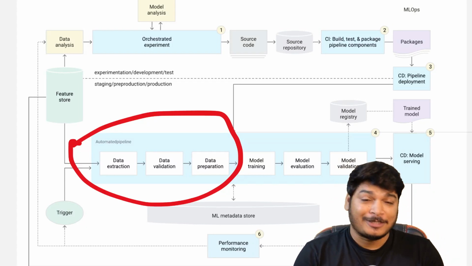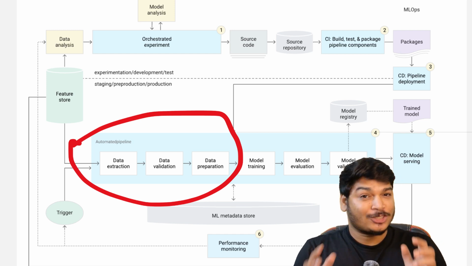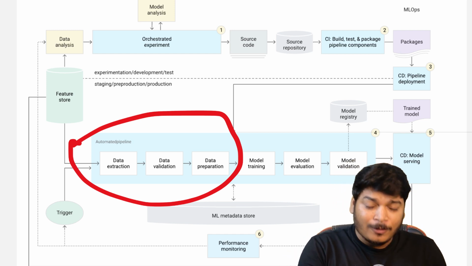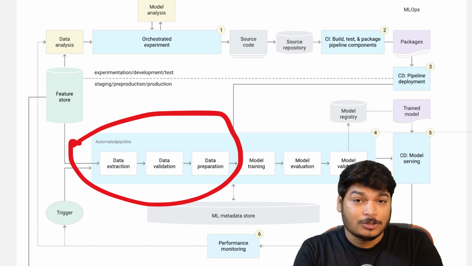You're watching MLOps series episode 3, and in this we're going to learn about data extraction, data validation and data preparation. And all these three steps are required for the model to be trained properly, okay? So keep watching till end.